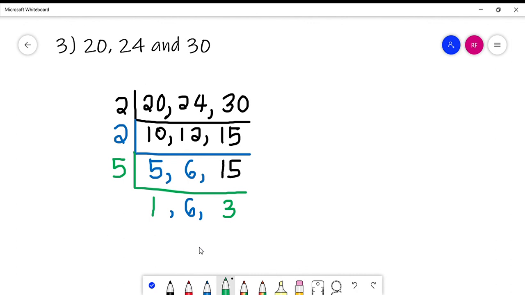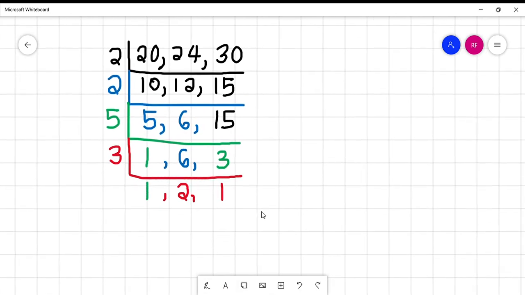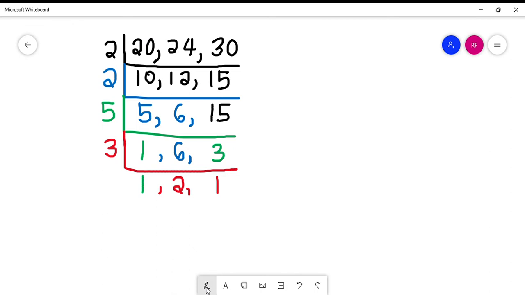Okay, so that means we still need to continue dividing it. So let me use the red one. Okay, so since this is already 1, we just bring it down. And then here, divide 6 and 3 by 3. So that would be 6 divided by 3 is 2. And 3 divided by 3 is 1. Okay, then since 2 of the quotients are already 1, that means that's the last division.